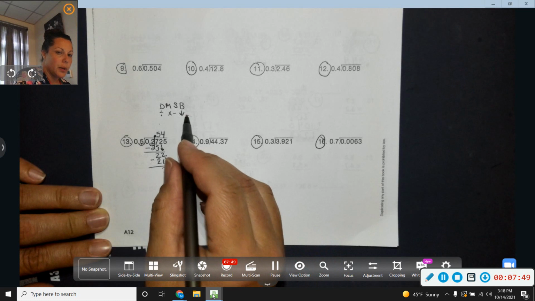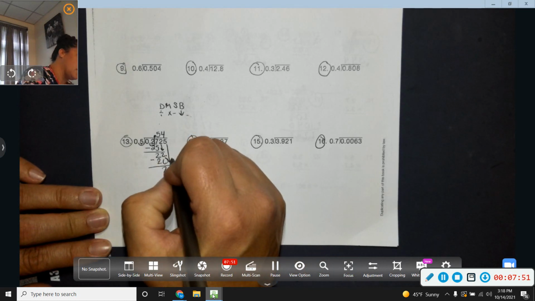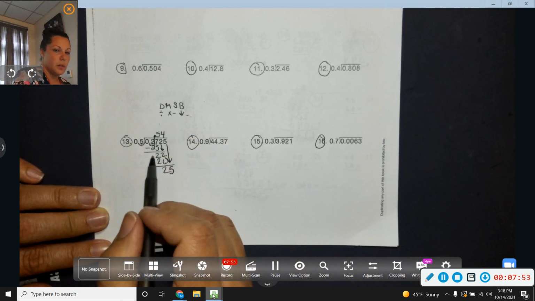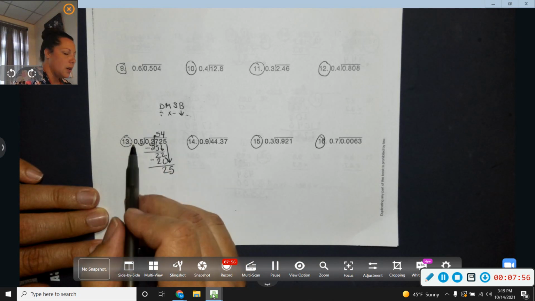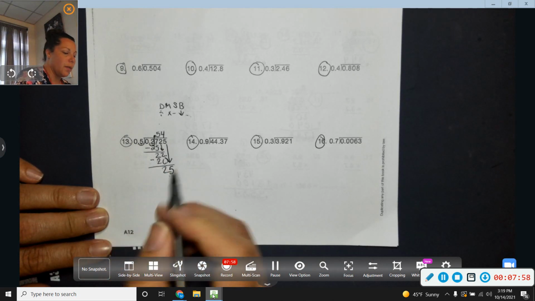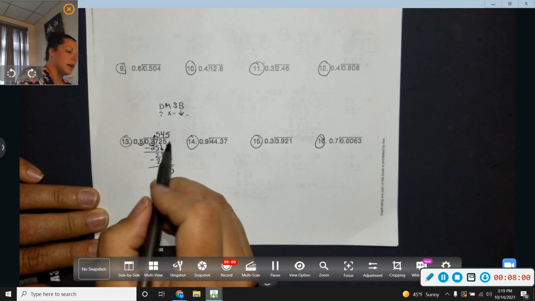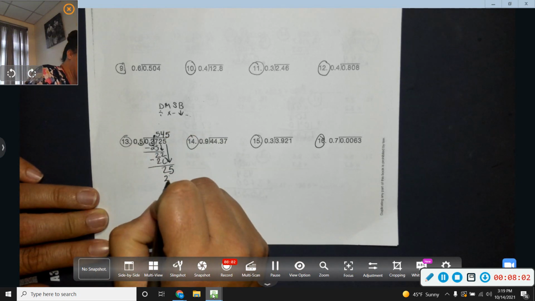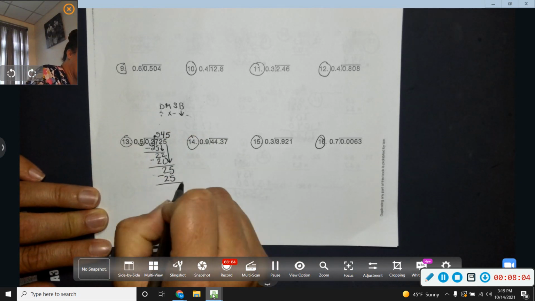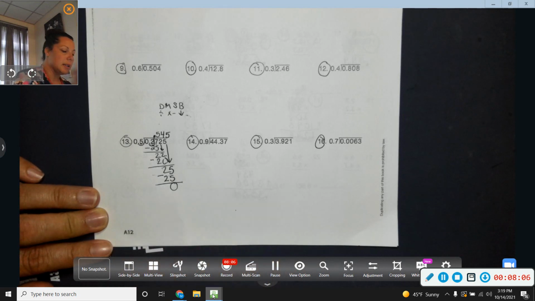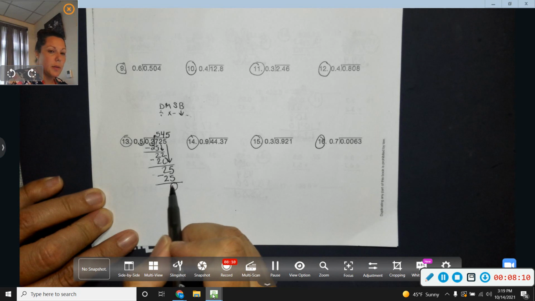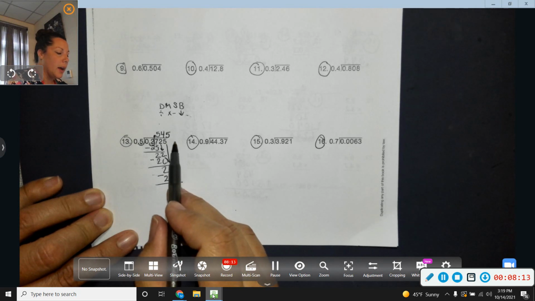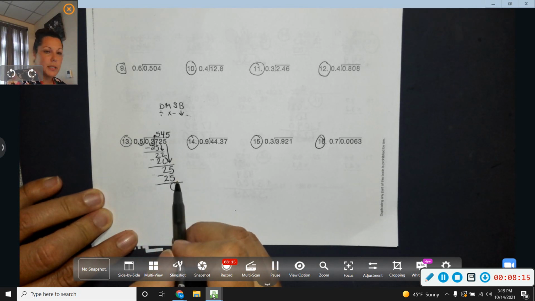Now I'm on my bring down step. Bring down my 5. Back to divide. 5 goes into 25 5 times. 5 times 5 is 25. When I subtract that, I get 0, and I'm done. Okay? This 0 tells me I'm done because I don't have any more numbers to bring down.